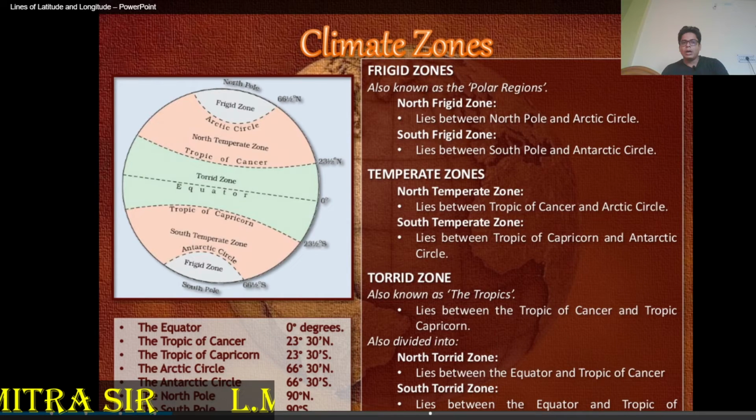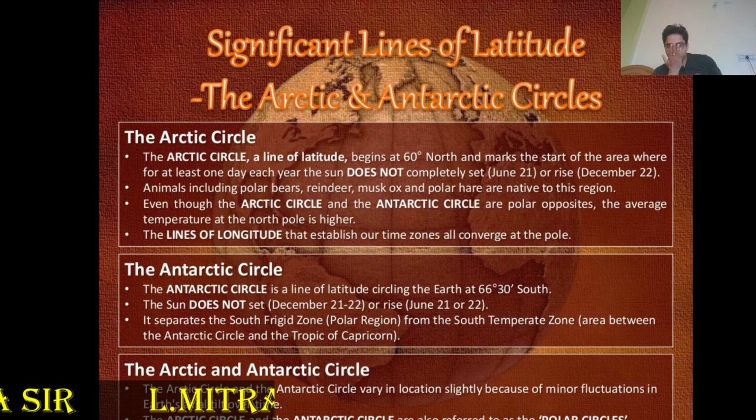Then another significant line of latitude is the Arctic Circle. The Arctic Circle is a line of latitude that begins at 66.5 degree north, and for at least one day of each year the sun does not completely set, so the sun is always on the horizon. You never get the sun above or at 90 degrees overhead. Animals you can find over there include polar bears, reindeer, muskox, and polar hare, all these kinds of animals.